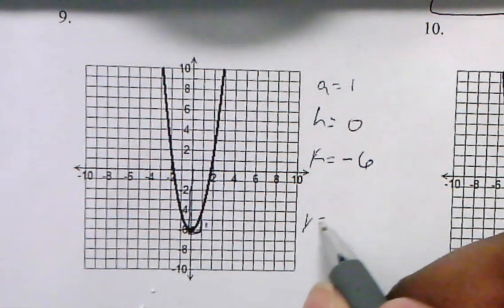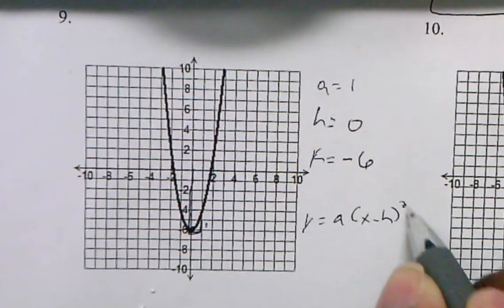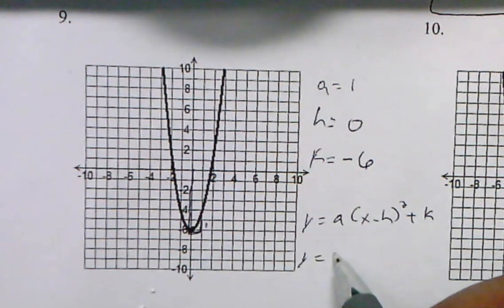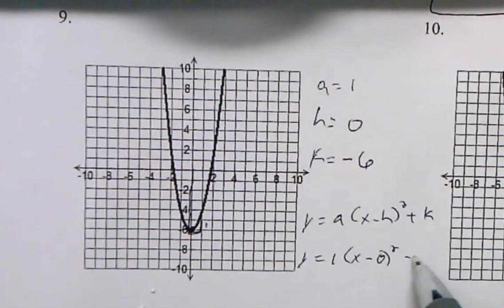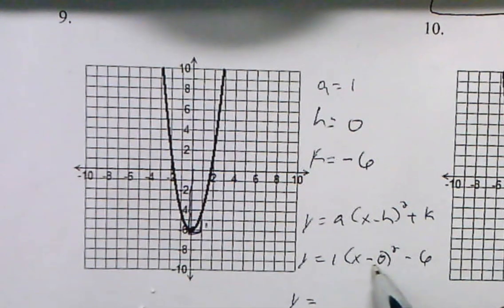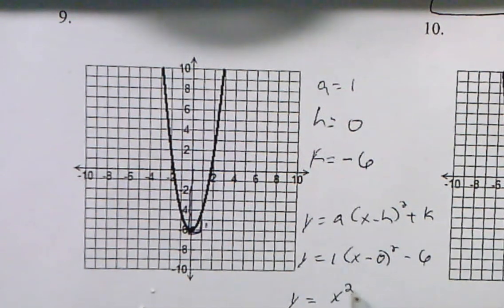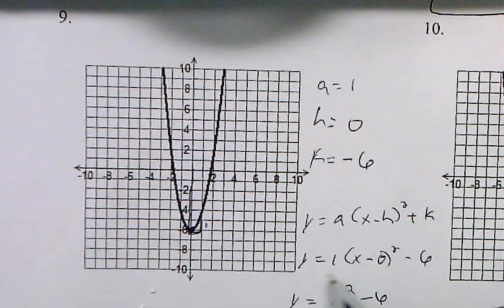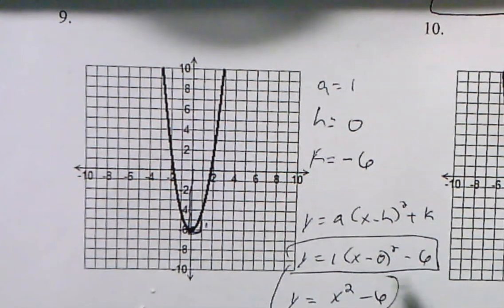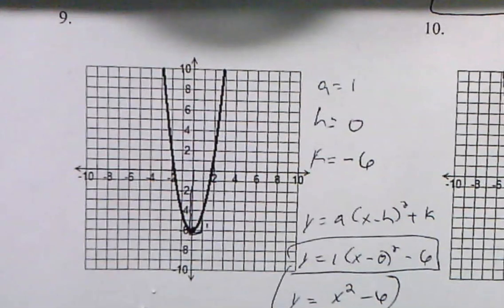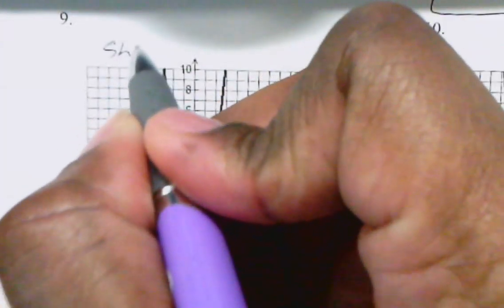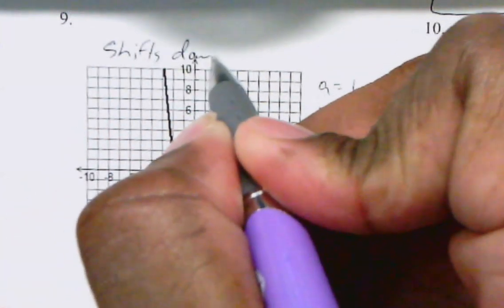So that equation would be y equals 1(x subtract 0) squared subtract 6, or plus a -6. And you'll probably see it written this way: y equals x squared subtract 6. Subtracting 0 just means x squared subtract 6. This is true, and this is just as true. Either way, it's the same equation. And the translation is shifts down 6.